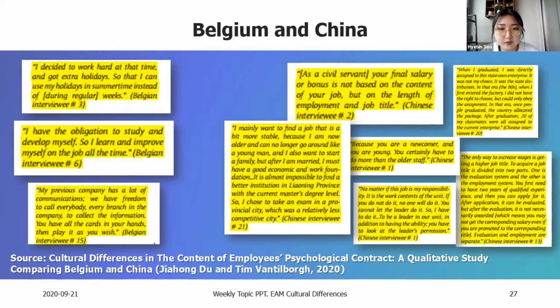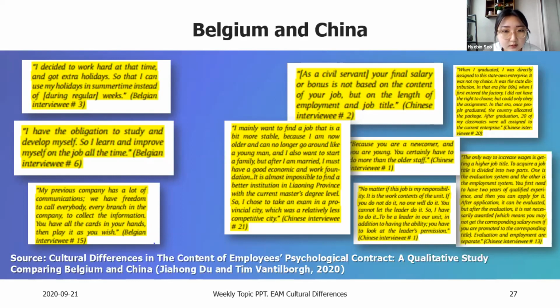But on the right side, there are Chinese interviewee examples, and they told us that your final salary or bonus is not based on the content of your job, but on the length of employment and job title. And also, there was one really interesting interviewee who said that when I graduated, I was directly assigned to this state-owned enterprise. It was not my choice. It was the state distribution. In that era, the 1980s, when I first entered the factory, I didn't have the right to choose, but could only obey the assignments.